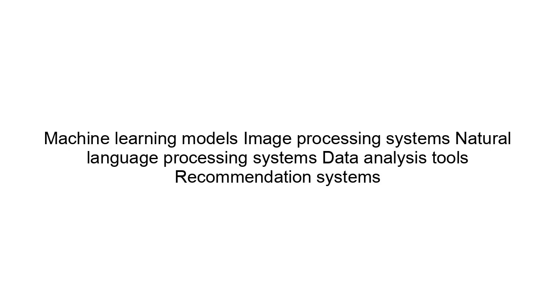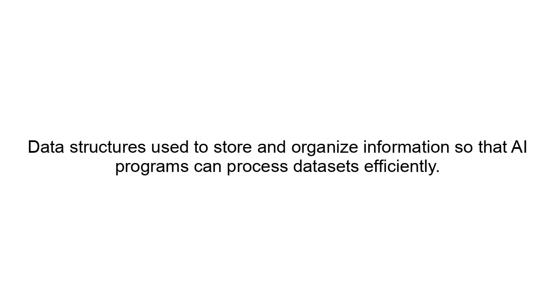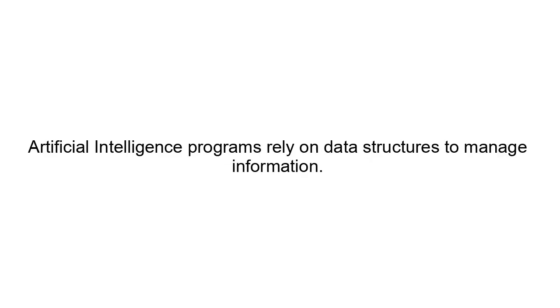Where these structures are used. Lists, dictionaries, and arrays are used in many AI applications, including machine learning models, image processing systems, natural language processing systems, data analysis tools, and recommendation systems. These structures are essential building blocks for AI programming. Simple definition. Lists, dictionaries, and arrays in AI are data structures used to store and organize information so that AI programs can process datasets efficiently.